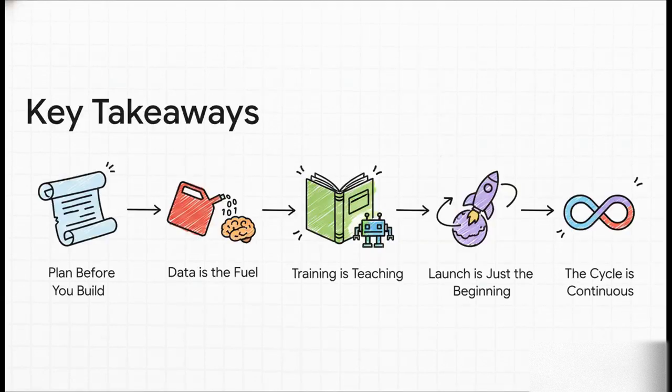So to wrap this whole journey up, let's hit the key takeaways. 1. Plan before you build. That blueprint is absolutely everything. 2. Data is the fuel. The quality and quantity of your data will make or break your AI. 3. Think of training as teaching. You're giving it the tools to find patterns you could never see on your own. 4. The launch is just the beginning, not the end. And finally, number 5, the cycle is continuous. A great AI is never really done.